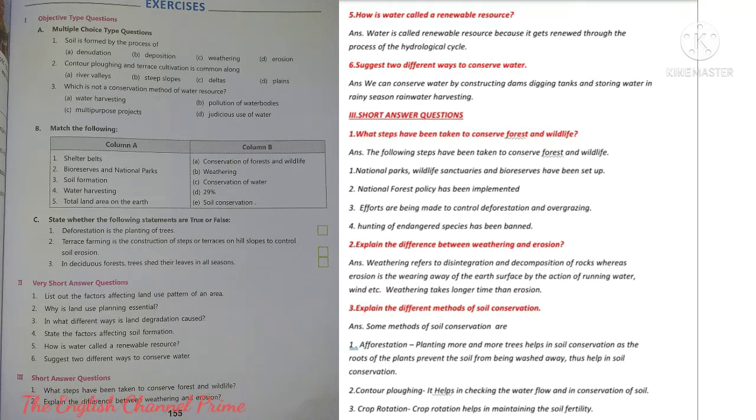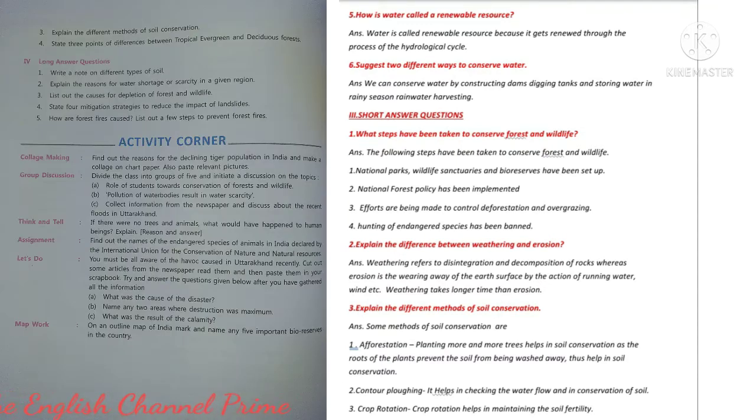Second question, explain the difference between weathering and erosion. Answer. Weathering refers to the disintegration and decomposition of the rocks, whereas erosion is the wearing away of the earth's surface by the action of running water, wind, etc. Weathering takes longer time than erosion. Done.